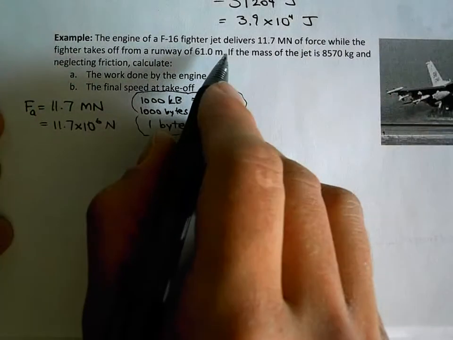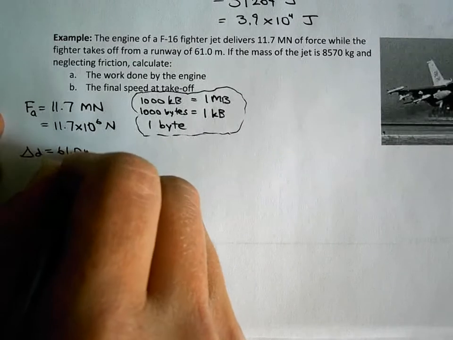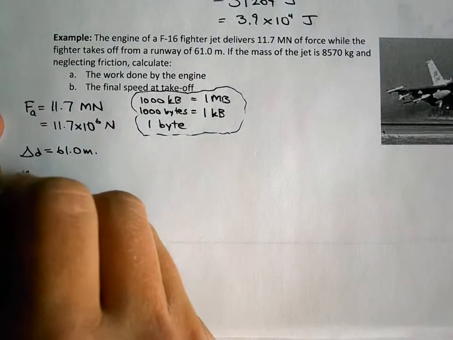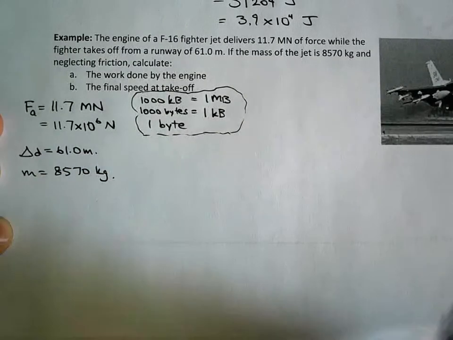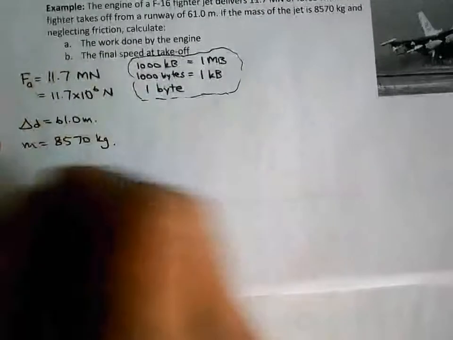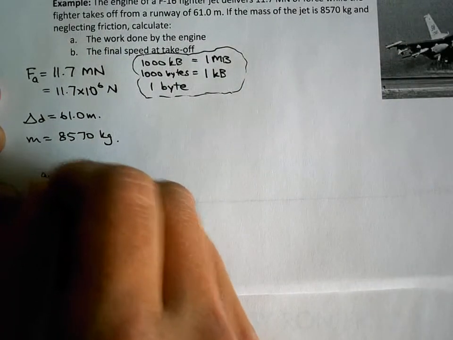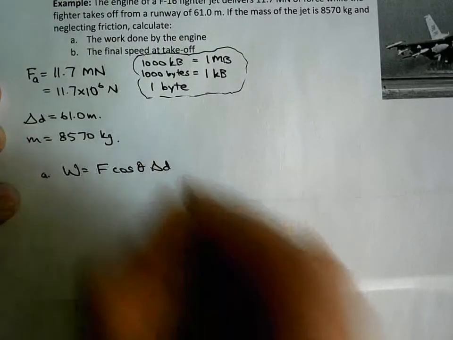Okay, now we know that runway has a distance of 61 meters. And the mass of the jet is 8,570 kilograms. Okay, so we want to find the work done by the engine. Well, work, I know the formula for that. That's F cos theta delta d.